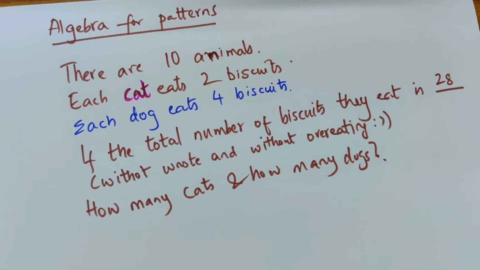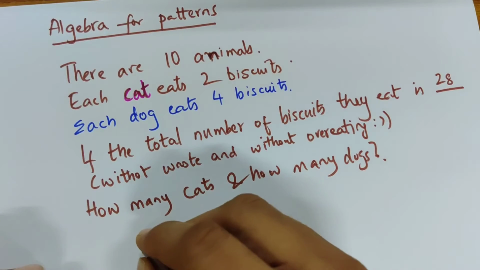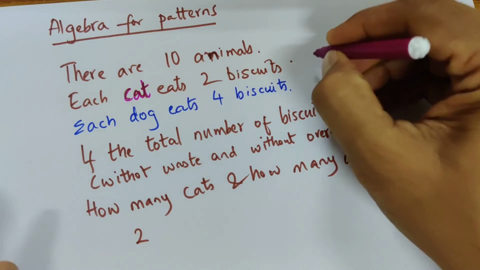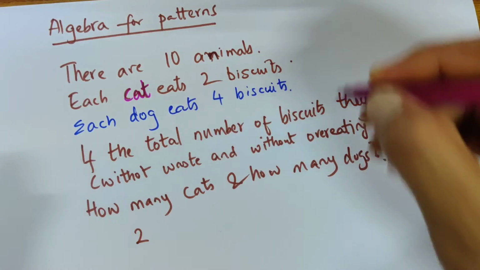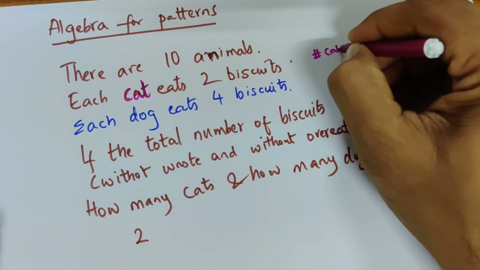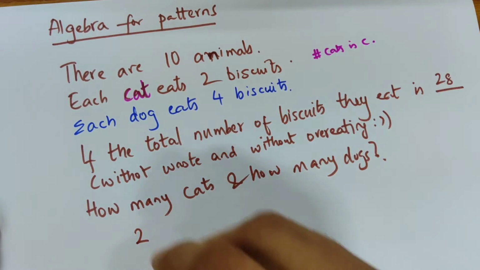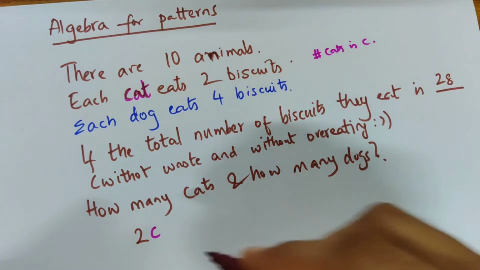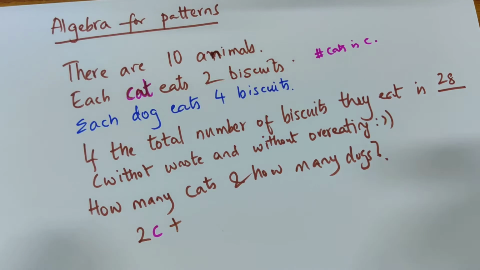Now when you solve it with algebra, what happened? What did you get? Let's look at that. You'll basically write the expression as 2C. Let's say C is the number of cats. So 2C represents the number of biscuits that cats eat, because every cat eats 2 biscuits. The total number of biscuits cats eat is 2C.